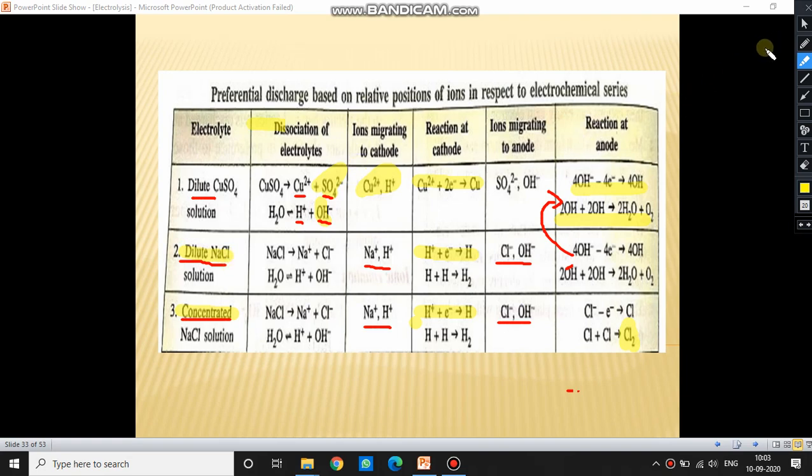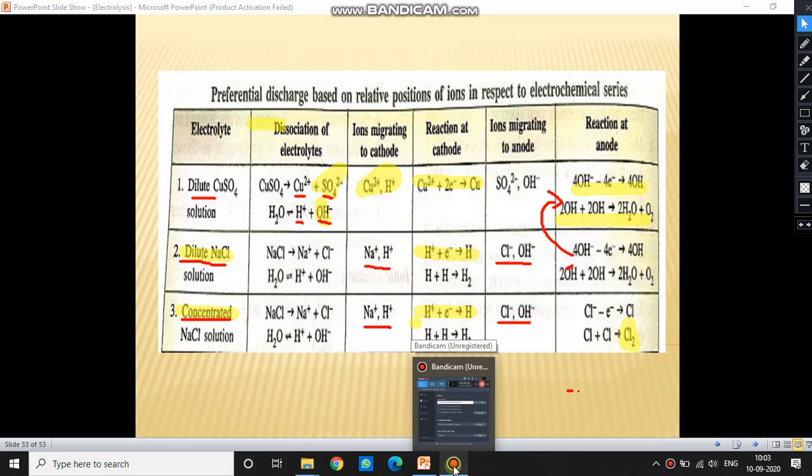So that will be all for the preferential discharge and selective discharge. And in the next video, we will be starting with the examples.